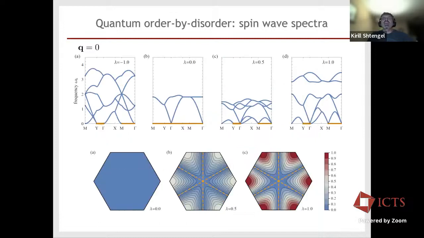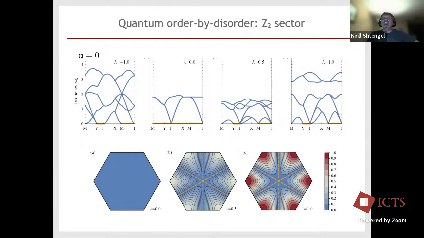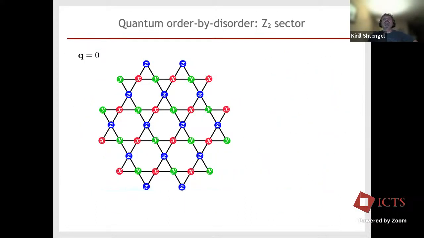Now I want to say that you can also check for the quantum mechanics of order by disorder, and the quantum order by disorder turns out to work in exactly the same way here. I think I should skip these slides in the interest of time. I should just confirm that the quantum order by disorder still selects the root 3 by root 3 state.